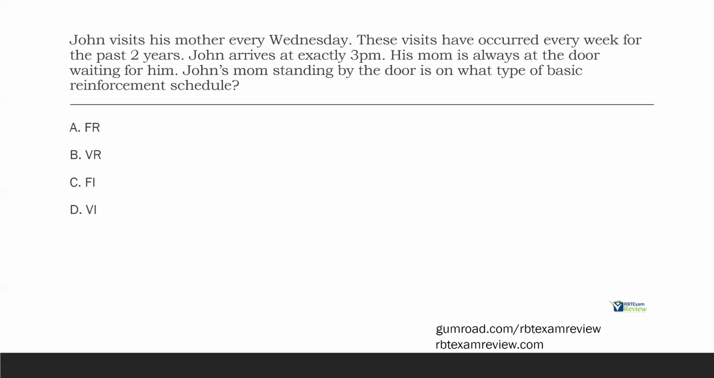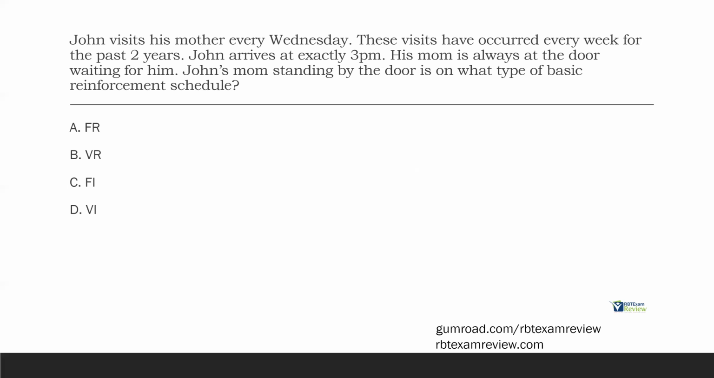Well, no matter how many times John's mom stands at that door, she only receives reinforcement at a certain time, right? So it doesn't matter if she stands at that door every single day, only on Wednesday at 3 p.m. will she be reinforced. So we're looking at some sort of passage of time here, right? There's a time involved in reinforcement. Is the time fixed or is it variable? Well, it says John arrives at exactly 3 p.m. on Wednesday, so same time, same day, every week. That means this is fixed. So essentially, at 3 p.m. on Wednesday, John's mom receives reinforcement for waiting at the door.